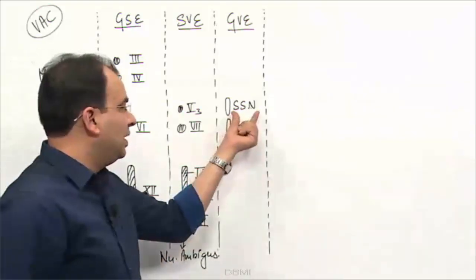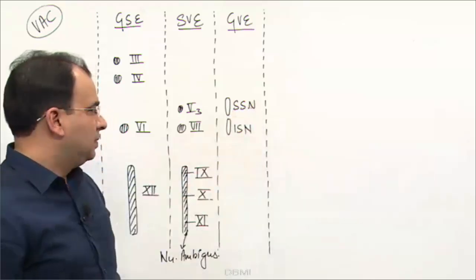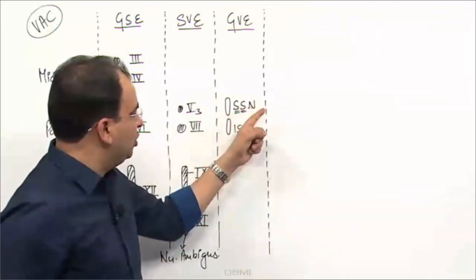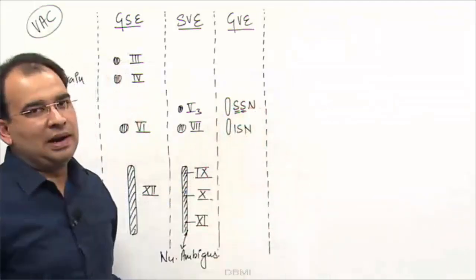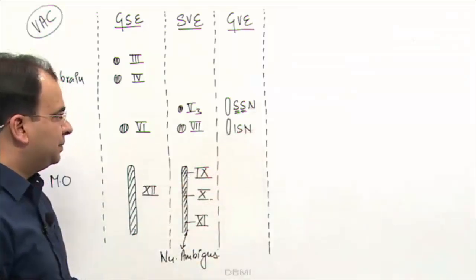Just make sure to write it somewhere that superior salivatory nucleus is for submandibular and sublingual. You can remember this by these two S also. Superior salivatory nucleus, submandibular and sublingual gland, and inferior salivatory for parotid.